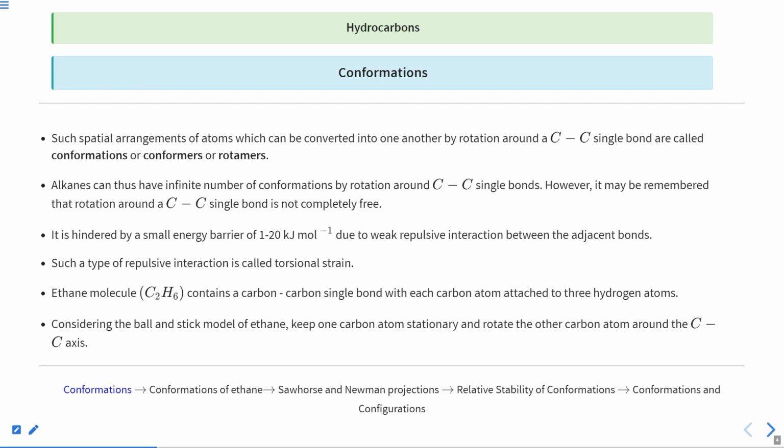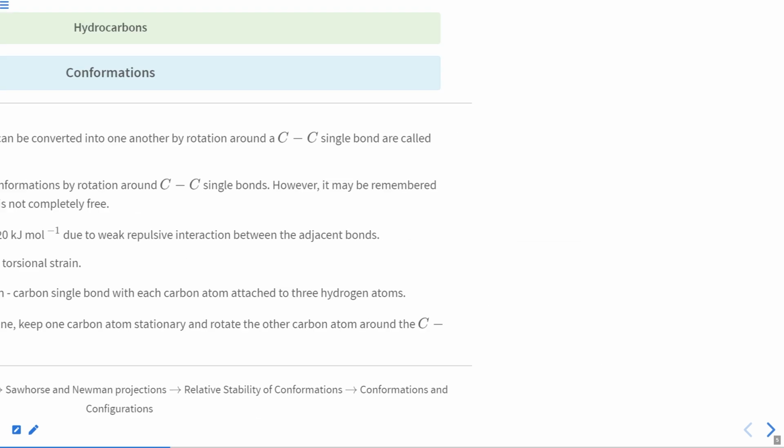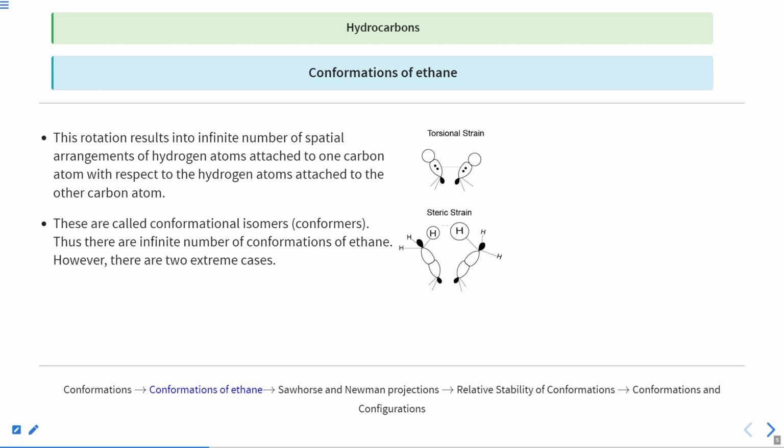Now consider a ball and stick model of ethane. So what are we taking? A ball and stick model. The sticks are representing the bonds, and the balls are representing the atoms. Now if you keep one atom stationary and rotate the other carbon around the C-C axis, then the rotation would result in an infinite number of spatial arrangements.